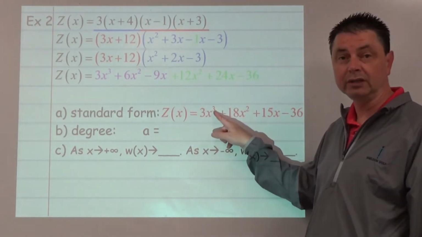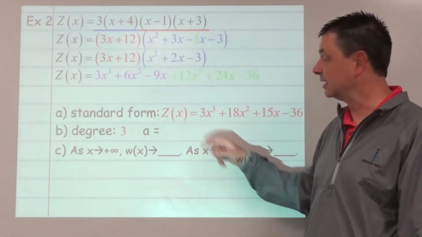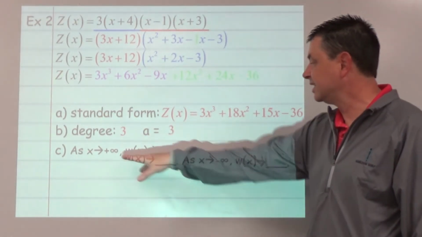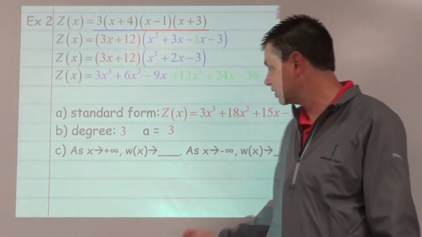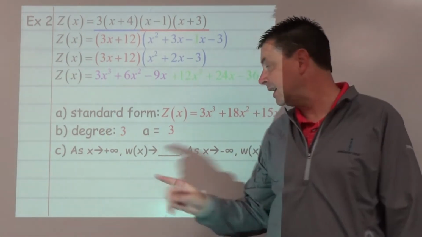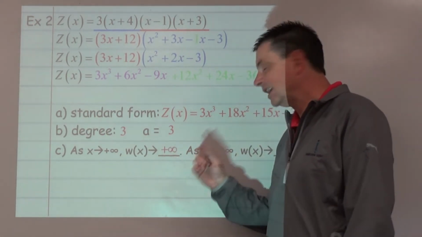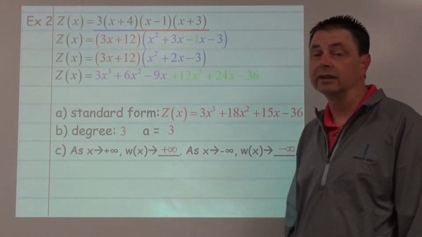The degree is 3. The a is 3, positive, which means that our end behavior, third degree, positive leading coefficient, is going to start low and end high. So as we go to the right, it's going high, positive infinity. As we go to the left, that's the start. It's going low to negative infinity there.